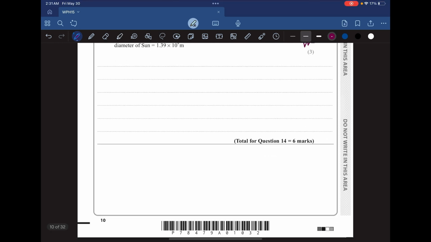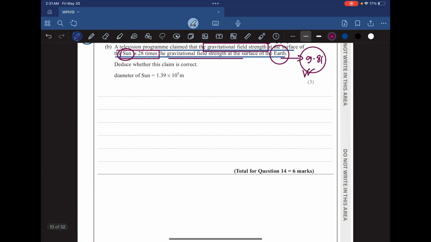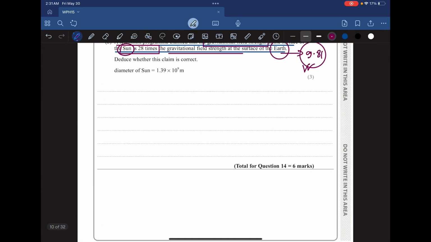So to figure that out, before we write the formula, it says 28 times. Someone is 28 times greater than the other one. So our first approach will be to divide the gravitational field strength of the bigger one by the gravitational field strength of the earth. We know the earth's is 9.81, and we will figure out the sun's and divide it by 9.81, and see whether it is 28 times or not. So now let's figure out the gravitational field strength of the sun.